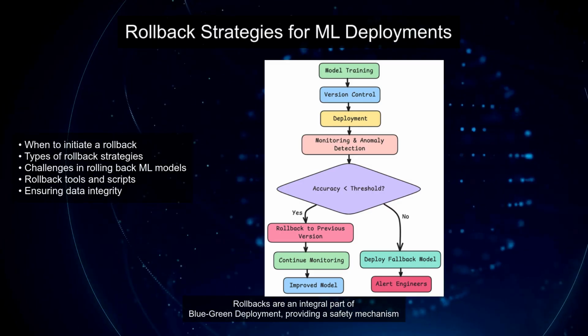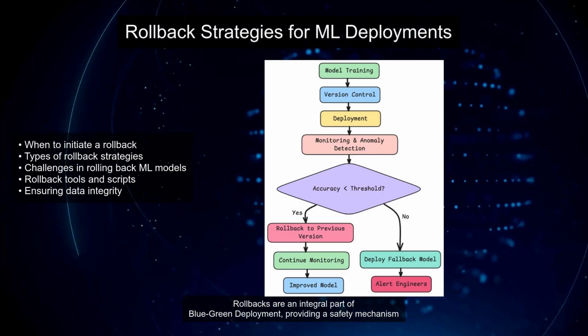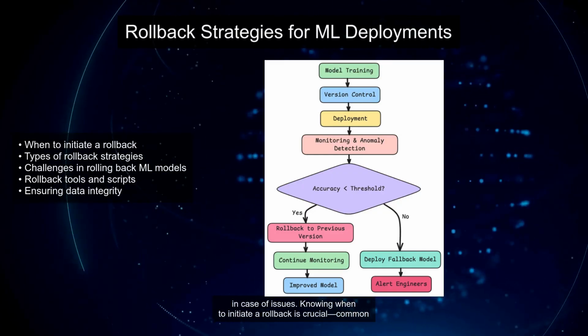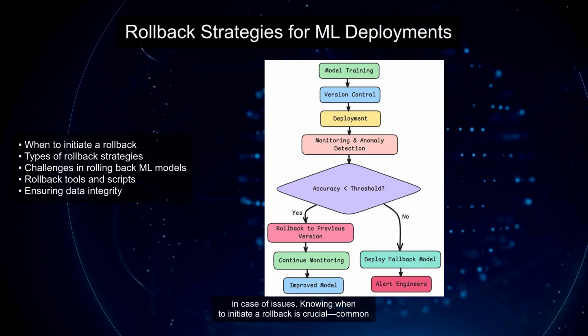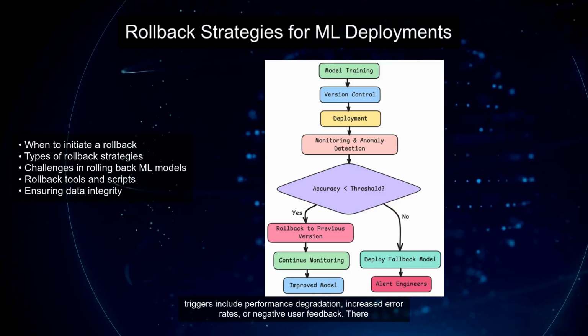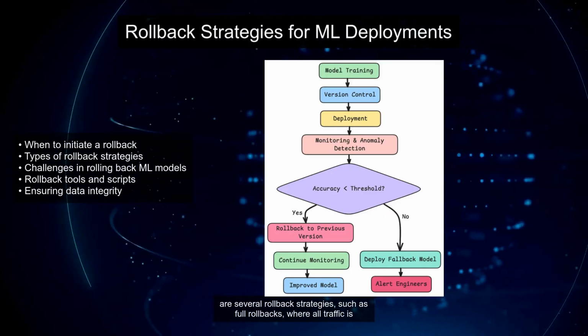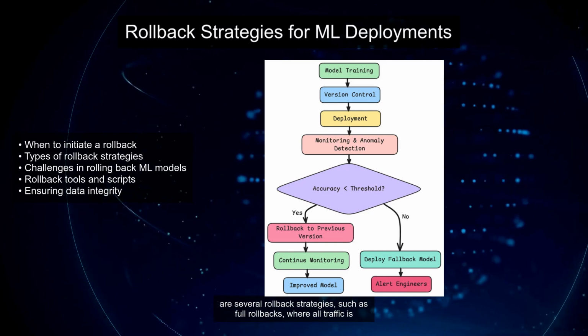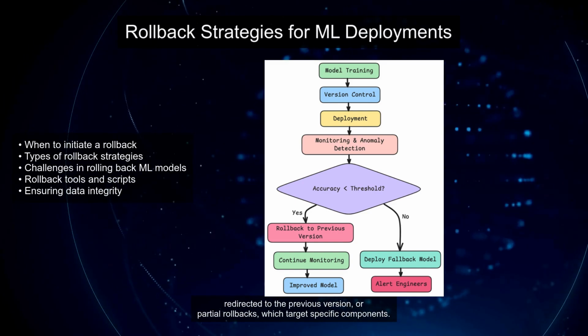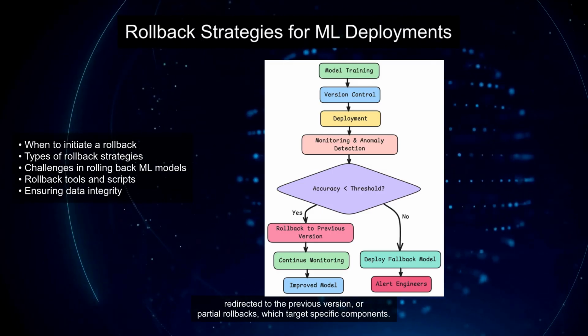Rollbacks are an integral part of blue-green deployment, providing a safety mechanism in case of issues. Knowing when to initiate a rollback is crucial. Common triggers include performance degradation, increased error rates, or negative user feedback. There are several rollback strategies, such as full rollbacks, where all traffic is redirected to the previous version, or partial rollbacks, which target specific components.